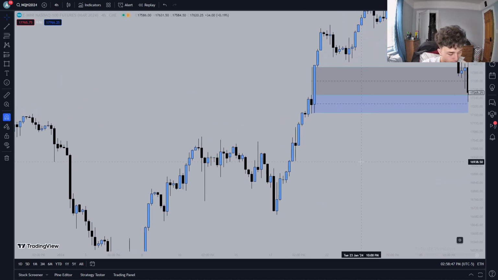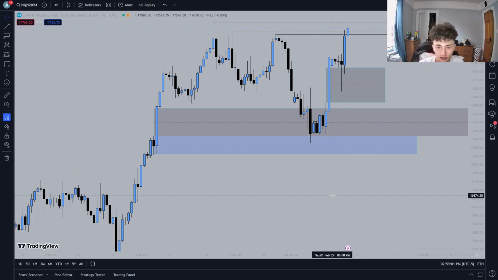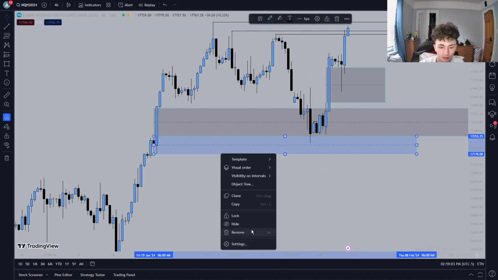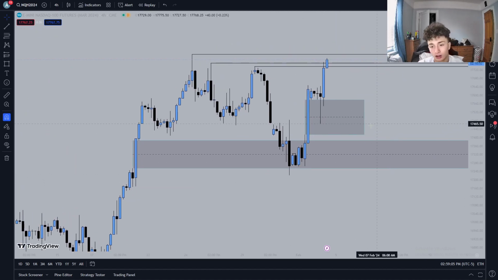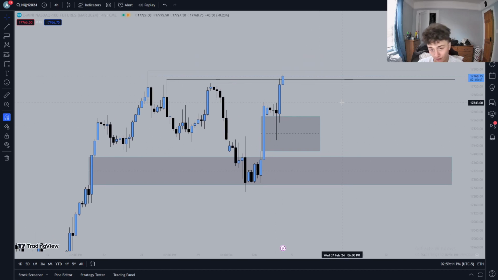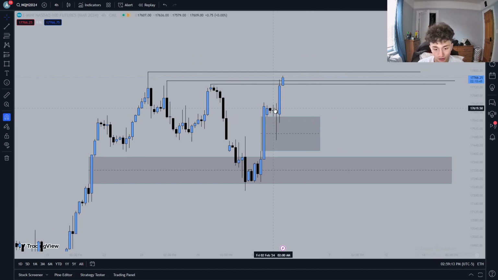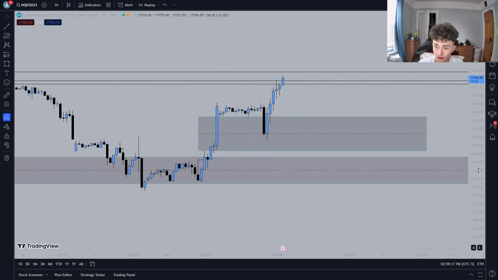Anyway, NASDAQ was extremely influencing. So we had this, this was Thursday. We had this 4 hour break of structure to the upside on the 4 hour. And market opened, came, retraced from the news imbalance.